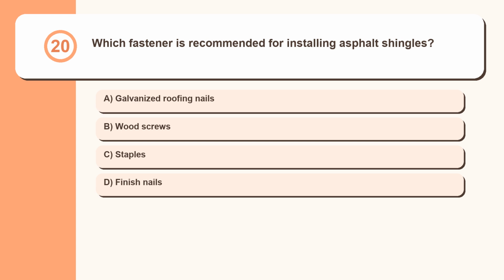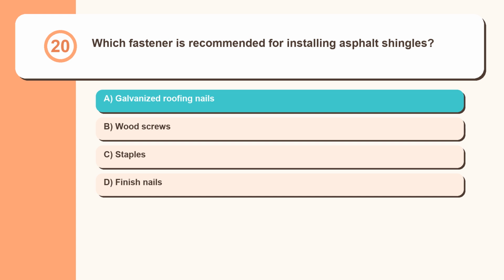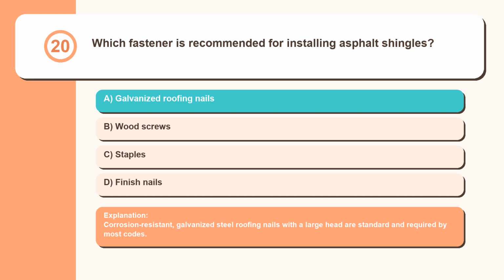Question 20. Which fastener is recommended for installing asphalt shingles? Galvanized roofing nails, wood screws, staples, finish nails. Corrosion-resistant, galvanized steel roofing nails with a large head are standard and required by most codes.